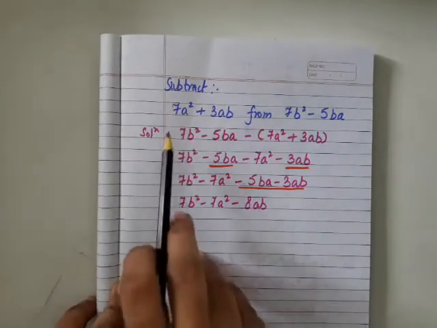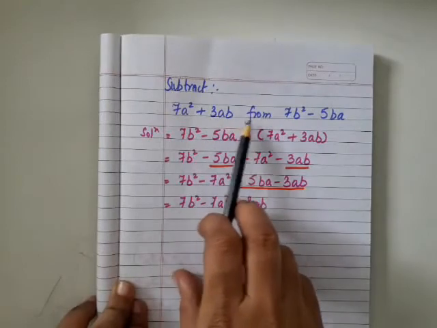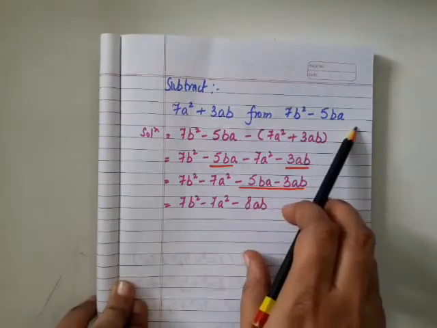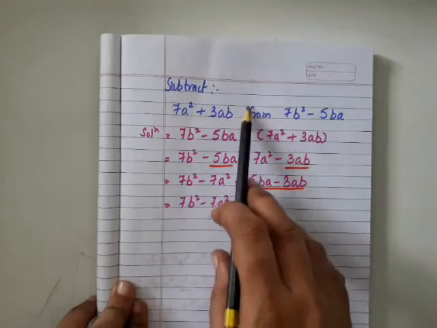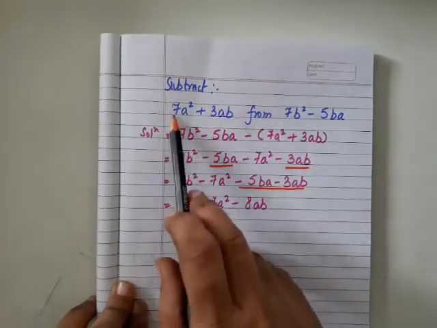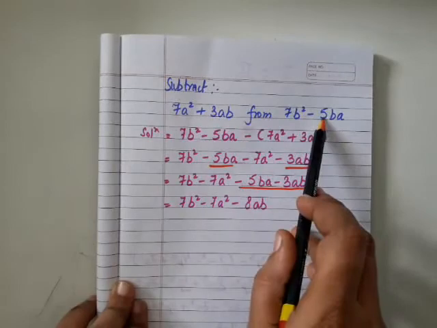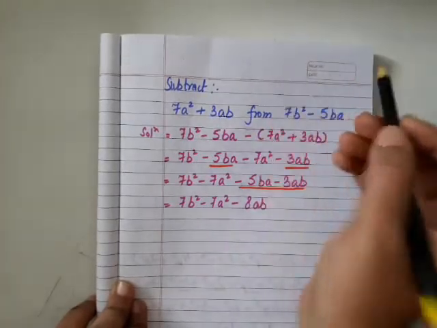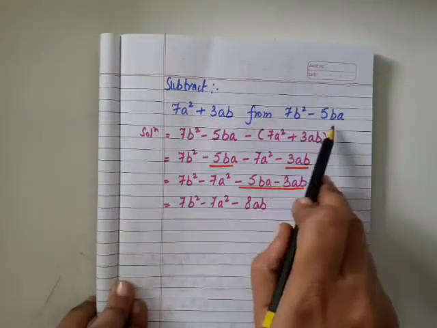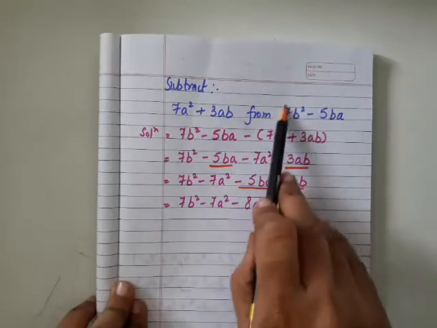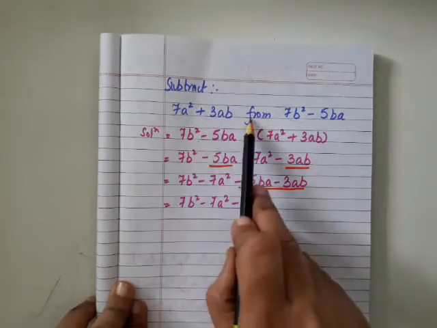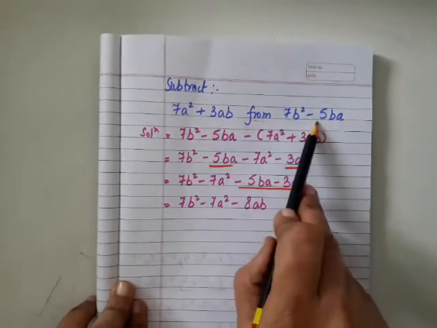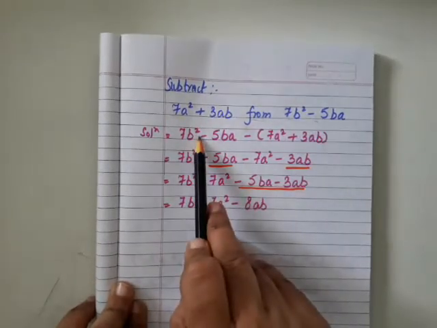Next question of subtraction. Subtract 2a square minus 3ab from 7b square minus 5ba. Now here subtract from. You are doing this from your class 3. Subtract 7 from 10. So how do we write? We write 10 minus 7. In the same way, algebraic expression, whatever is written after from, that comes as the first expression. Always remember, whatever is written after from, that becomes your first expression.